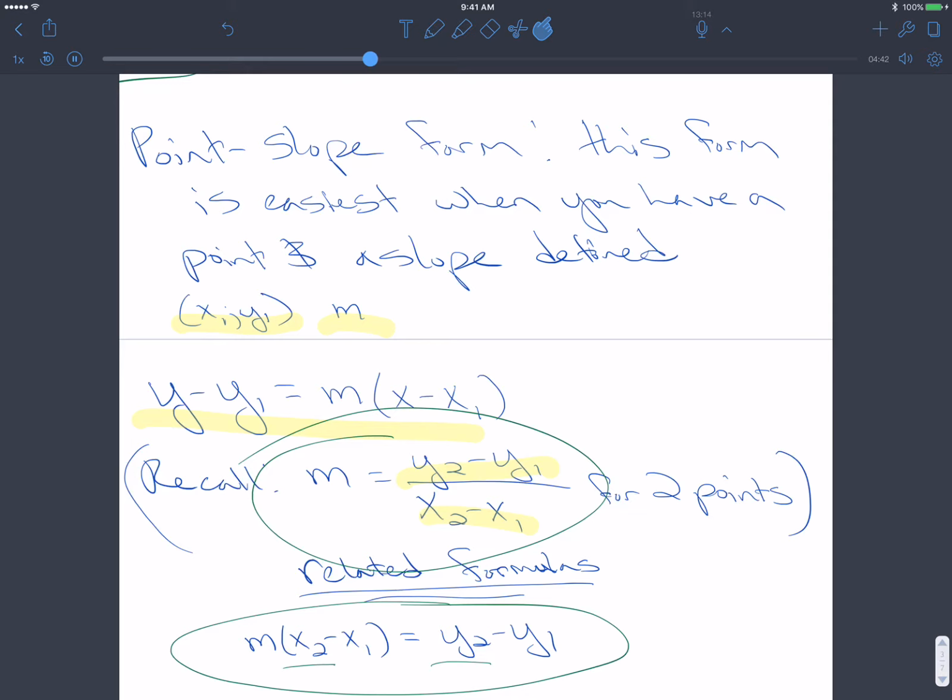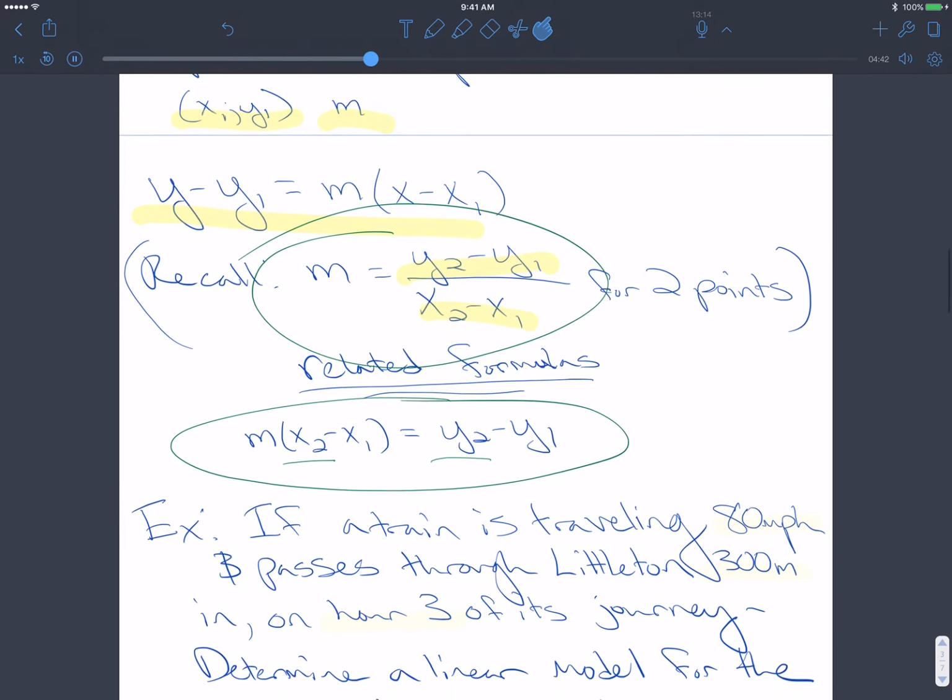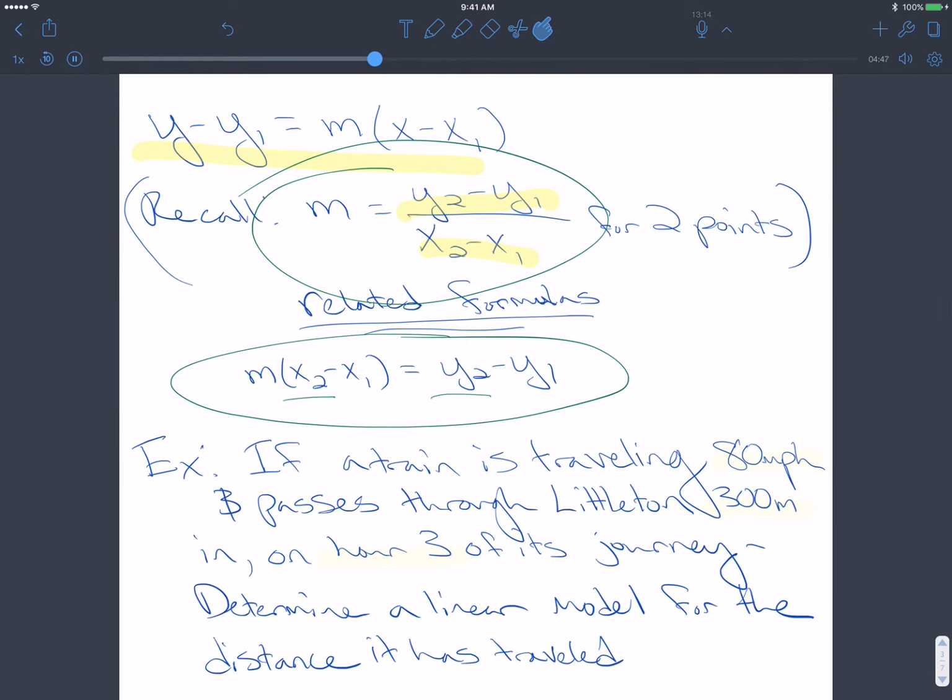So let's try another example, again with the trains. If we have a train that's traveling 80 miles per hour and passes through Littleton, 300 miles into its travel, on hour 3 of its journey, determine a linear model for the distance it has traveled. So again, y will be the distance traveled. The distance traveled in our data point is 300 miles. The input in this case, right, since we have miles and we have hours and we have miles per hour, clearly the input in this case will be hours.